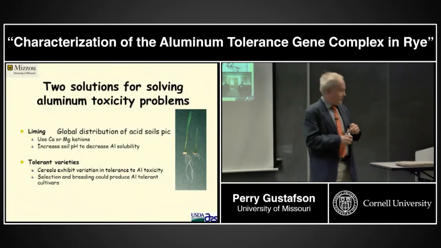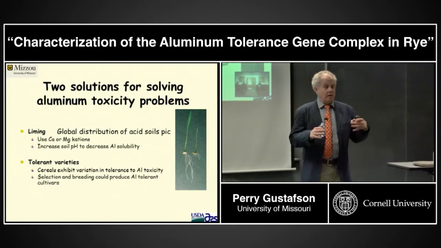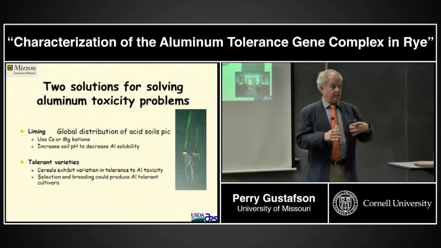We can solve acid problems two ways, by liming, which means farmers add lime to the soil, but this is not permanent. You have to add lime.